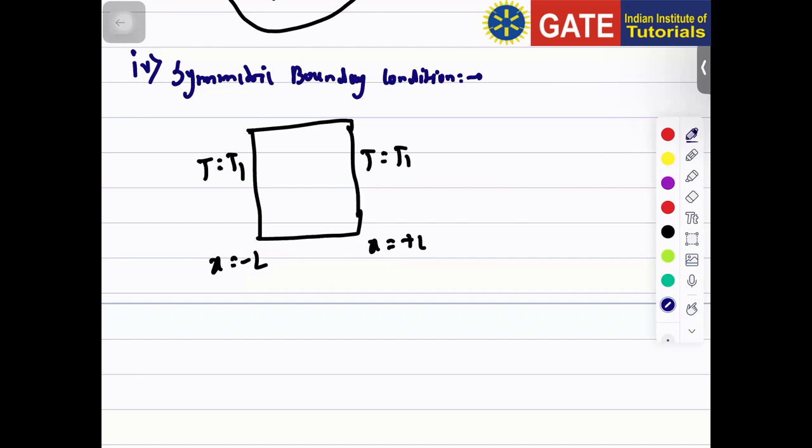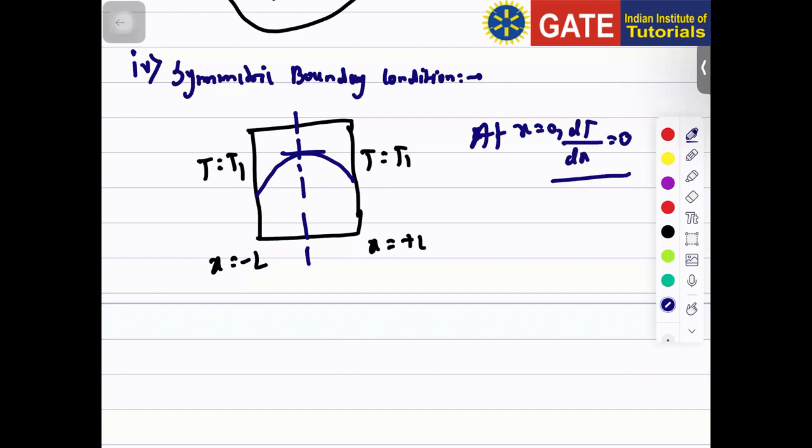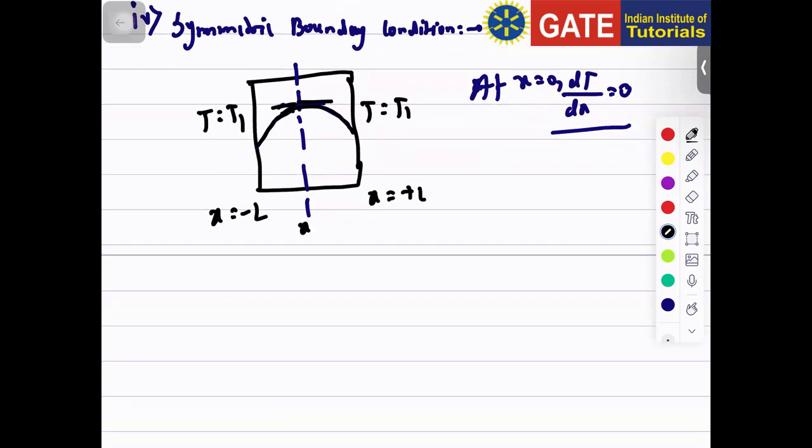So at x equals 0, since this is a symmetrical boundary condition, it will be like that. The slope will be 0 at x equals 0. So at x equals 0, slope dT by dx is equal to 0 due to symmetry, right? Why? Because here also the slope will go like that, and here also it will go like that. Due to the symmetric boundary condition, the thing that is happening in the left side will be equal to the thing that is happening in the right side. So that's why the temperature slope will be 0 at x equals 0 over here.